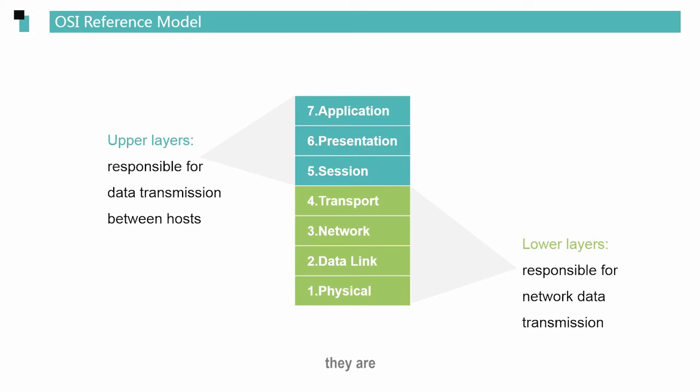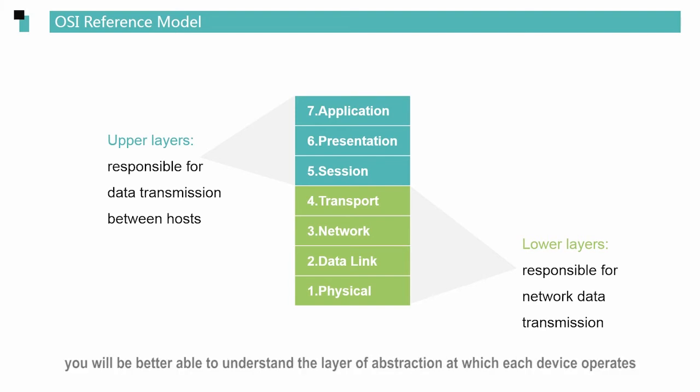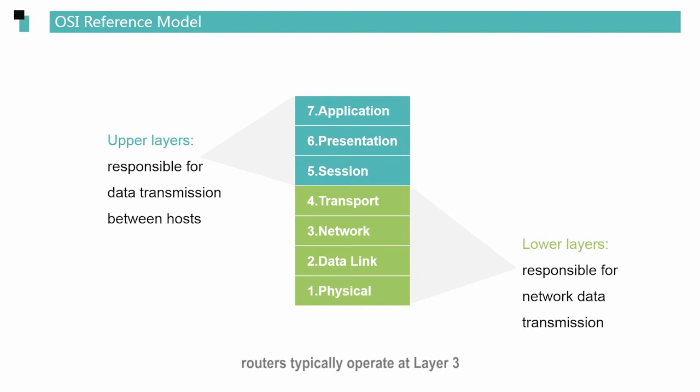Starting from the lowest layer, they are Layer 1, the physical layer; Layer 2, the data link layer; Layer 3, the network layer; Layer 4, the transport layer; Layer 5, the session layer; Layer 6, the presentation layer; and Layer 7, the application layer. The physical layer consists of the binary digits, a series of zeros and ones being carried over physical media such as wires and radio waves. The application layer interfaces directly with human operators. Each layer in between, from low to high, is an increasing layer of abstraction, interfacing with the layers above and below it. Once you're familiar with the OSI model, you will be better able to understand the layer of abstraction at which each device operates. For example, routers typically operate at Layer 3, switches at Layer 2, and cables at Layer 1.